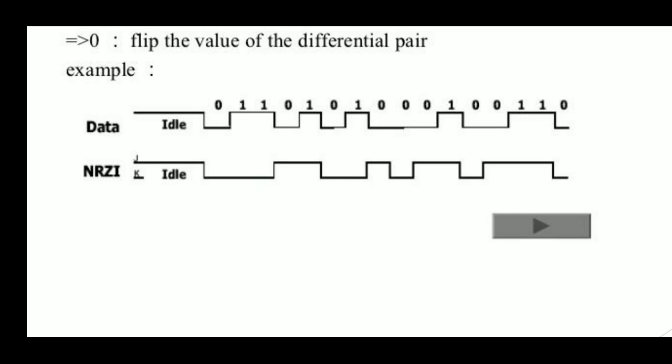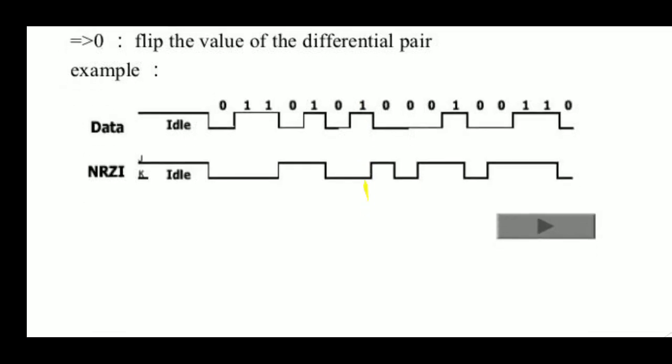And then it comes 0. It means that we have to flip the voltage level. So we flip the voltage level to 1. Then it comes 1. So 1 means we just have to maintain the voltage level at the previous value. So we are maintaining the voltage level at 1. And then it comes 0. It means that we have to flip the voltage level. So we flip the voltage level to 0. Then it comes 1. So we maintain the voltage level at the previous 0 voltage.